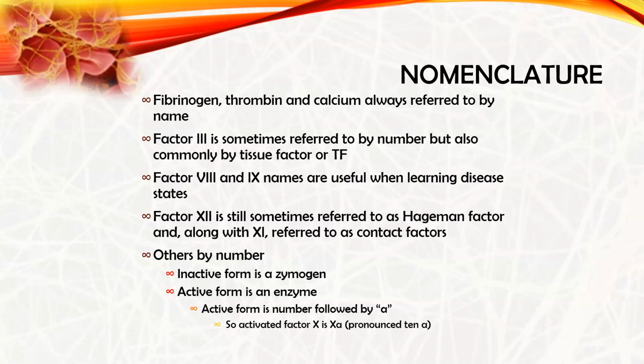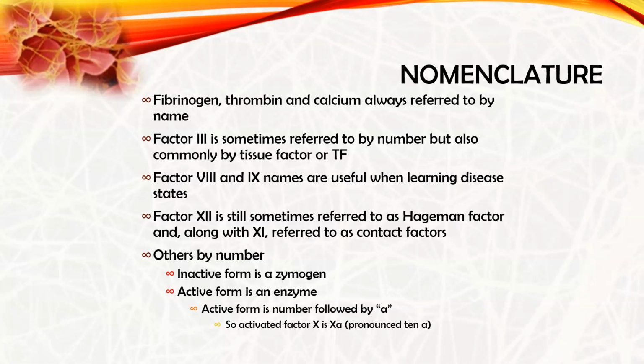Factor 3 is more commonly called tissue factor, but it is still called factor 3. And tissue factor is the name it's given simply because this is a protein that is released by the tissues when there is damage. Factors 8 and 9, their names are useful when we're learning diseases. 8 is the anti-hemophiliac factor, and it's associated with hemophilia A. And a deficiency of factor 9 is the cause of Christmas disease.